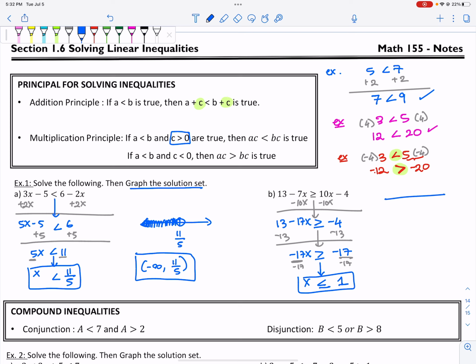To graph this, we place a closed point on the number 1 because of the equal, and then all the numbers that are less than 1 are on the left side of 1. If we were to write this in interval notation, that would be negative infinity to 1 bracket.